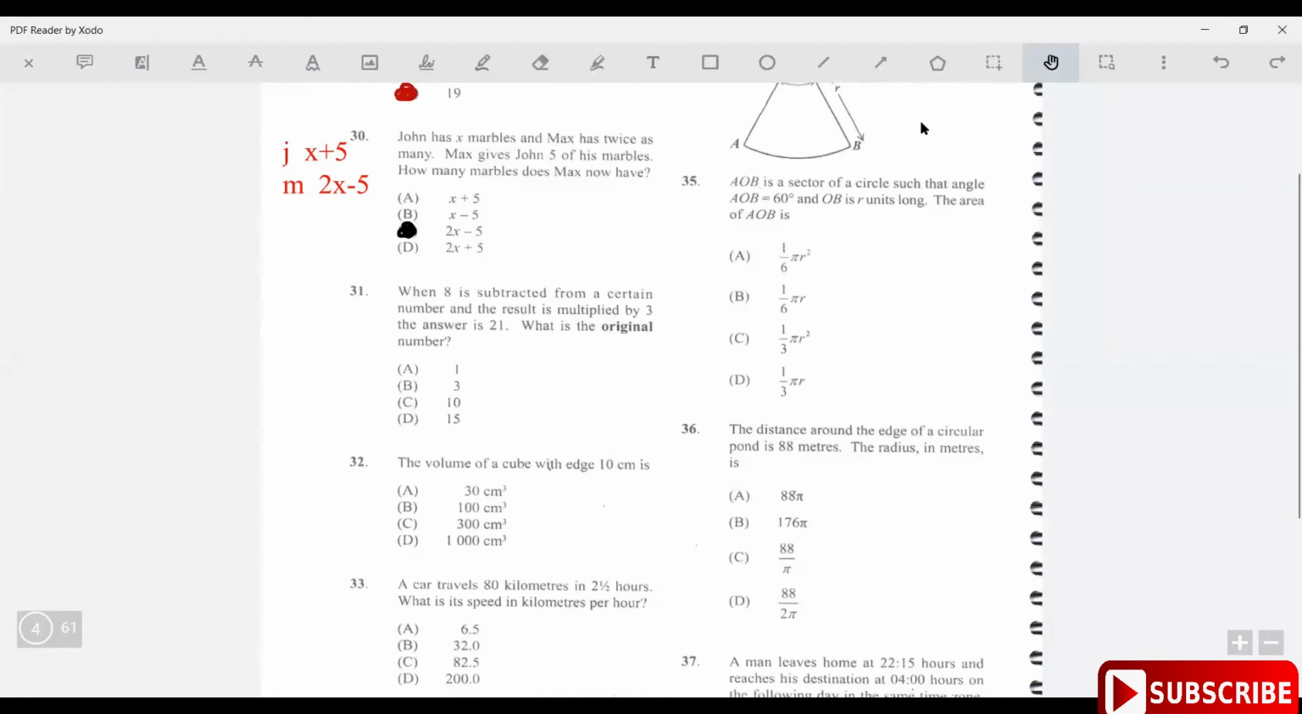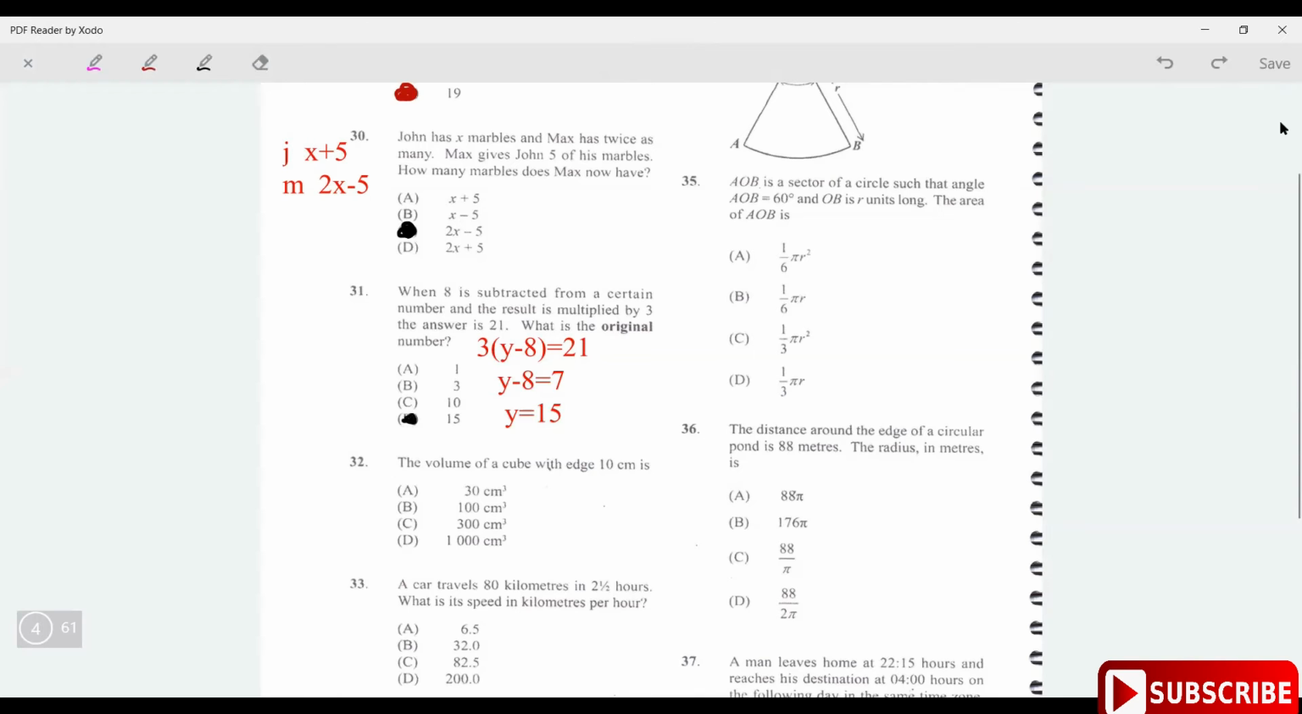Question 31. When 8 is subtracted from a certain number, let's call that number y. So we have y minus 8. They said that the result is then multiplied by 3. And so 3 times y minus 8, they tell us the result is 21. What is the original number y? If you divide both sides by 3, you get y minus 8 is equal to 7. And then you add 8 to both sides, you will get y equal to 15. And so y equal 15 is option D.